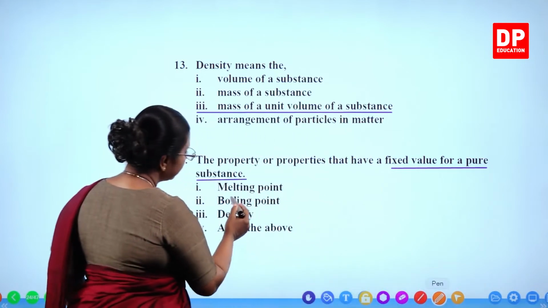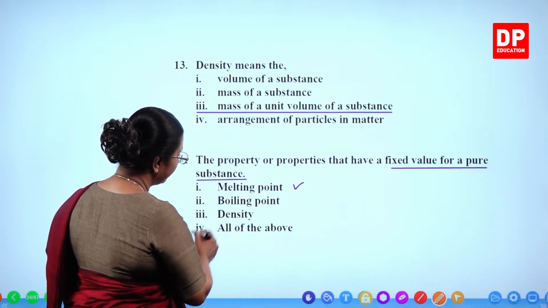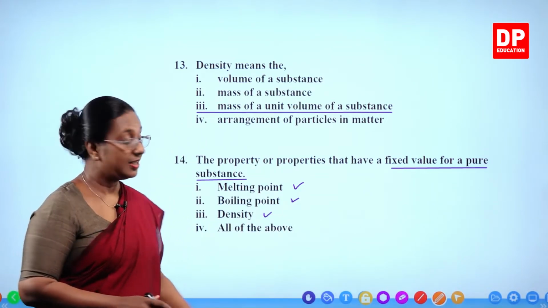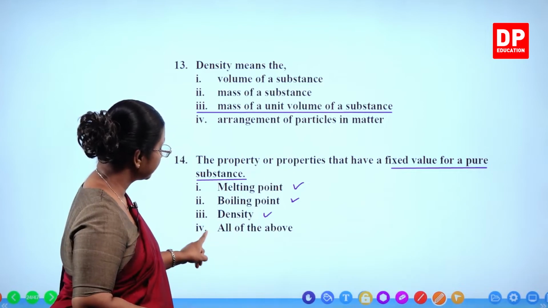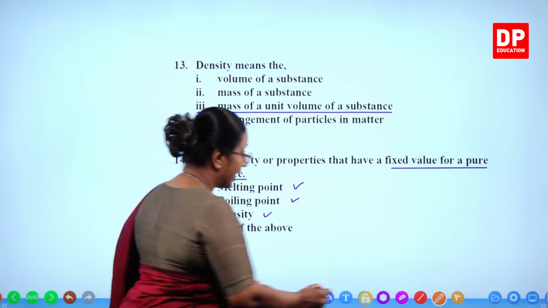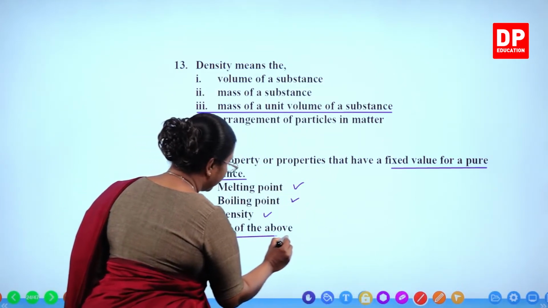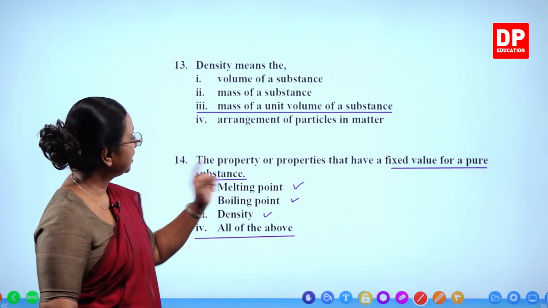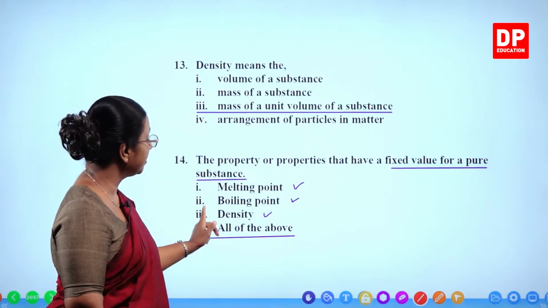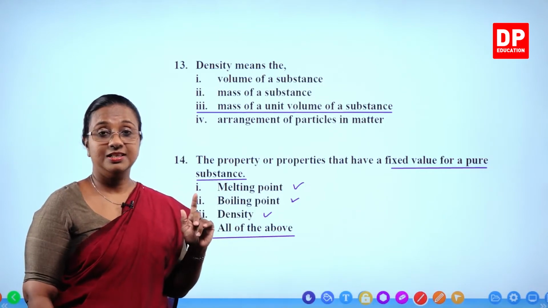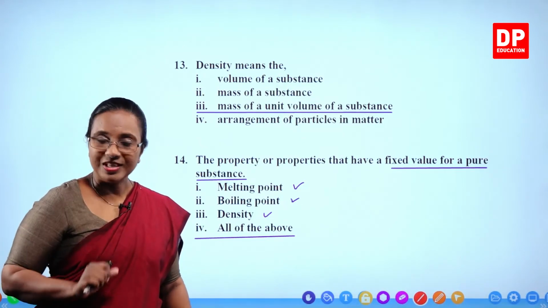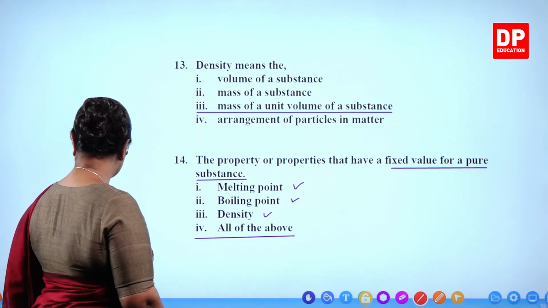Now here you can see melting point, that has a fixed value, boiling point and density. So all three answers are correct. That is why we have the last answer, all of the above. All three are correct. So we select the fourth one, all of the above. Property or properties that have a fixed value for a pure substance, all three: melting point, boiling point and density. I am sure you all also answered these correctly. So with that, students, we'll move on to the next slide.